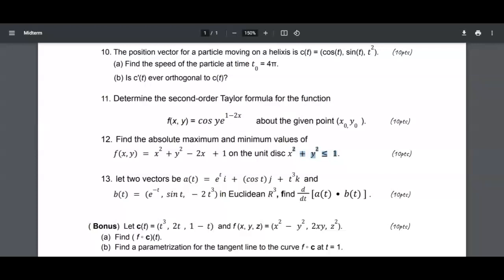So this requires both. Use the first derivative test to find the critical points over the open set. Then use the Lagrange multiplier method to find the critical points on x squared plus y squared equals 1. Once you find the critical points, you evaluate the function value. Whoever is the biggest gives you the maximum. Whoever is the smallest gives you the minimum. The ones in the middle, you just ignore. Make sense? Okay, try that. Thank you. You're welcome.